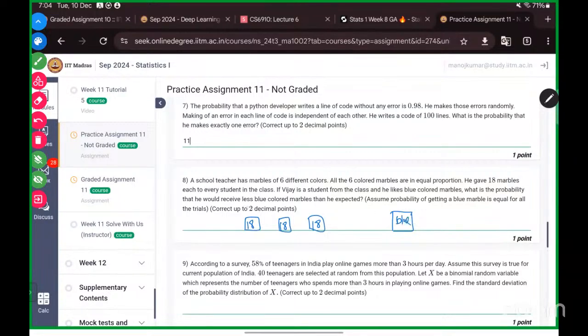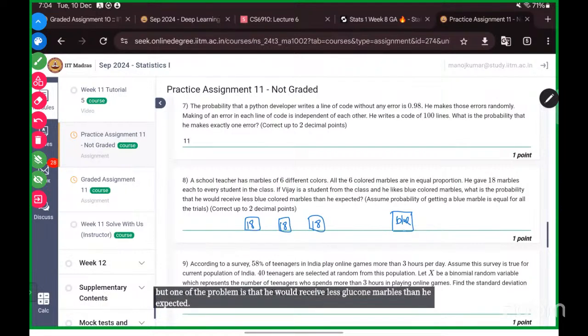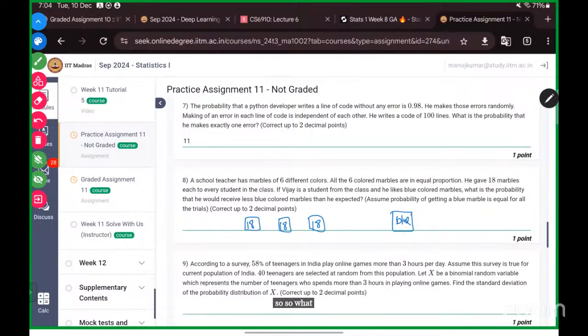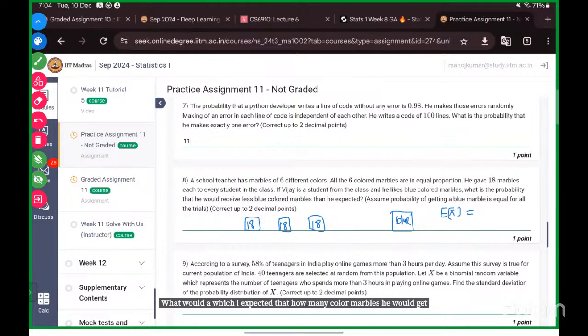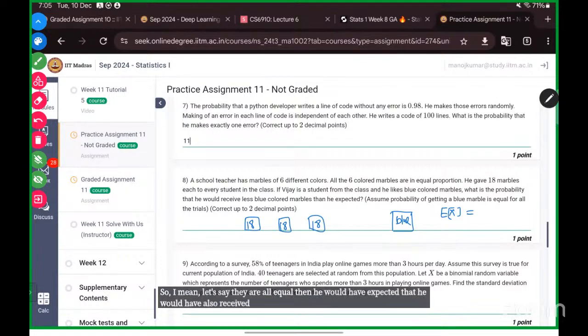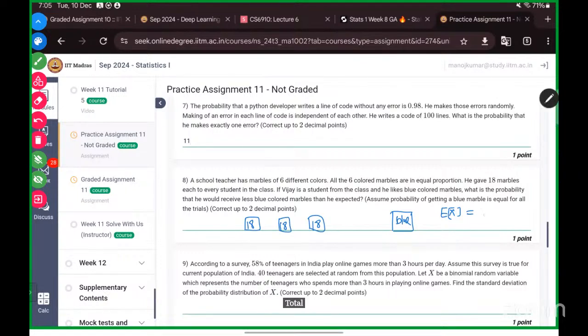What is the probability that he would receive fewer blue color marbles than he expected? So the first thing is, what would he have expected? That is the question, right? What would Vijay have expected, how many blue marbles he would get? Let's say they are all equal, then he would have expected to receive an equal number of all the marbles, with six colors total.